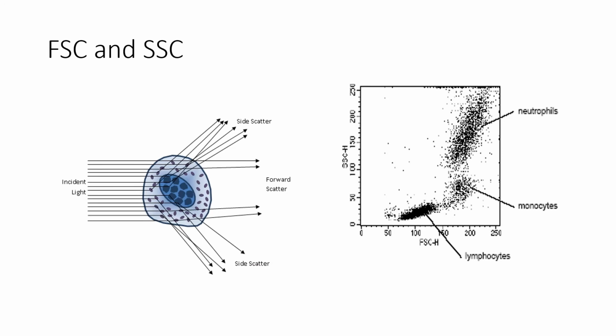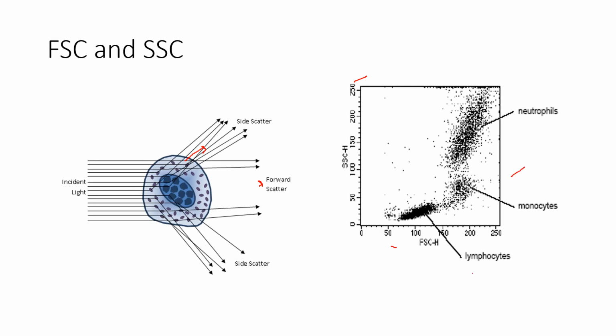This is the dot plot of the FSC and the SSC. I have already told you that light reflecting in the sidewise direction shows the side scattered light, which is the inner complexity of the cell, and forward scattered light shows the cell size or shape. This is the dot plot. I will give you one example.